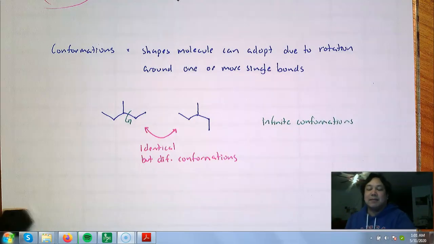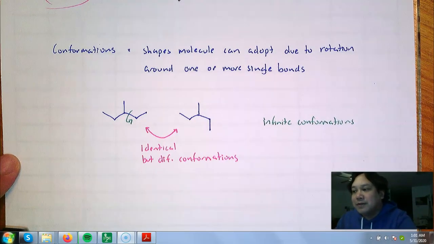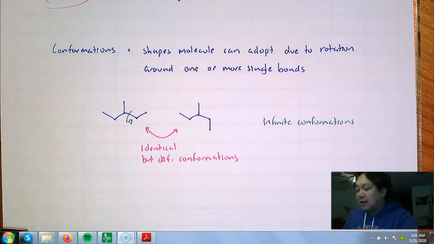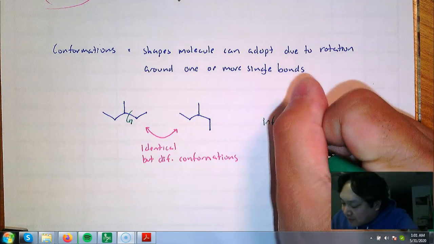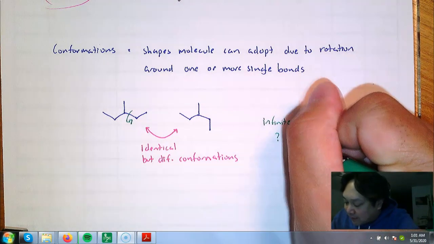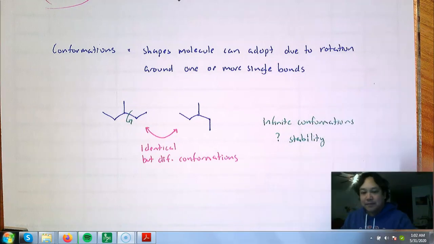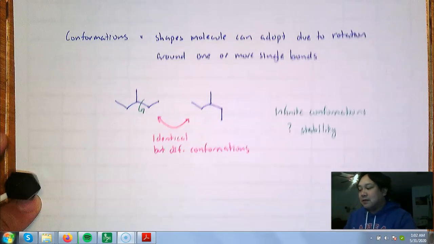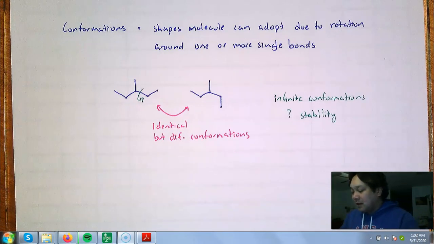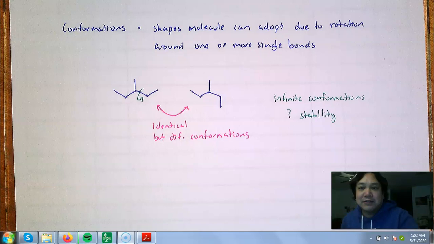But what are we concerned about? We're concerned about, well, which one is the most stable conformation? What shape is the molecule more likely to adopt? So we're interested in stability. And we're going to look at some rules and pick up some rules throughout the semester to discuss how stable is a molecule.